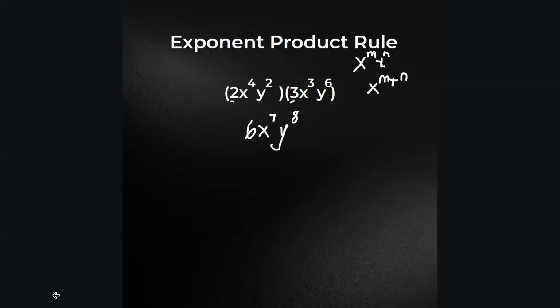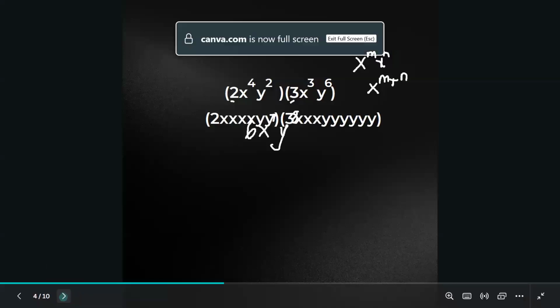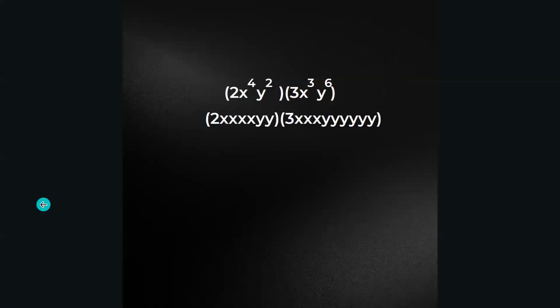Now, let's say maybe you want to know why the rule works, or you don't really understand why it is happening. If we take a second and look at this, what I did was I took the exponents and I wrote them out. An exponent of 4 for x means that we have 4 x's. An exponent of 2 for y means 2 y's. An exponent of 3 for x is 3 x's. And an exponent of 6 for y means 6 y's. The coefficients we still treat the same. So 3 times 2 is 6.